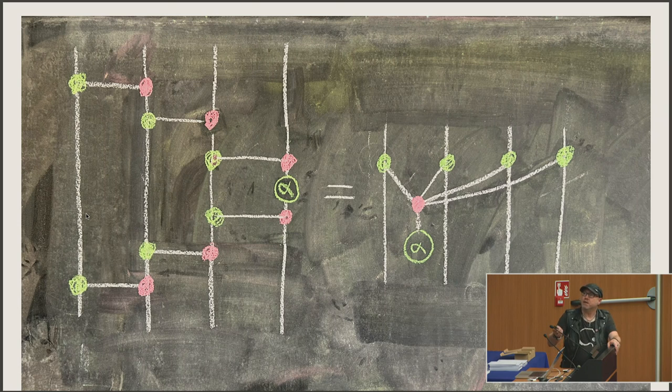I have even been told that this sort of representation for an ion trap quantum computer is actually more native than the circuit representation. So this is something that physically is closer to the thing you can actually do. But the main thing is you see all these green dots. They just commute through each other. So they all commute through each other.